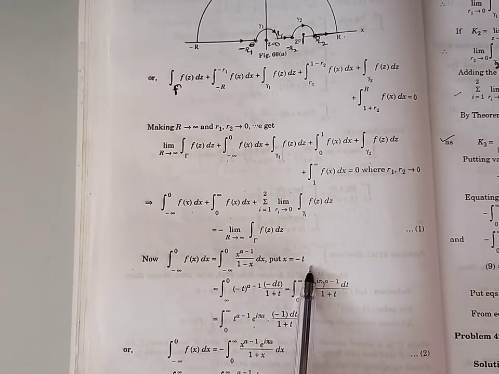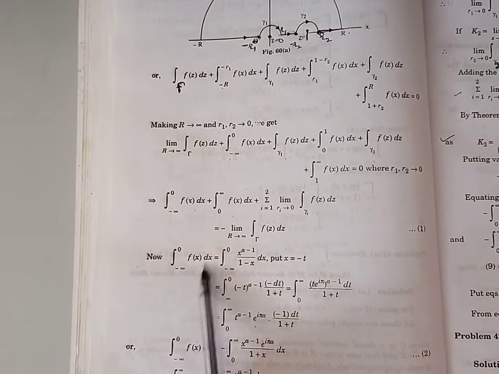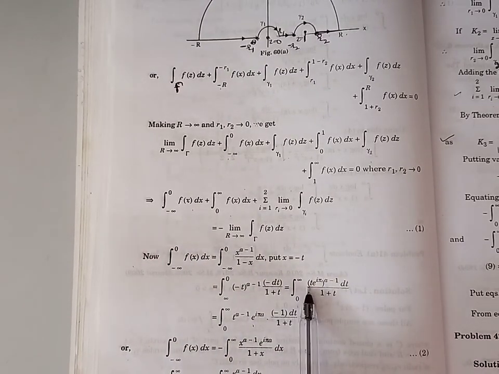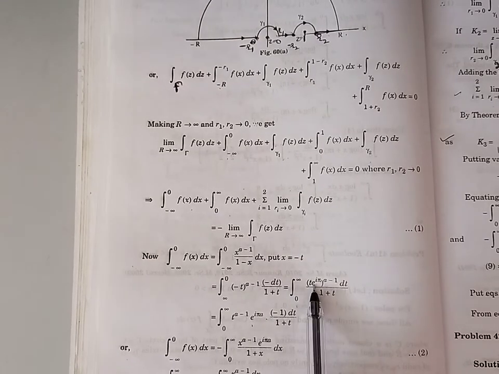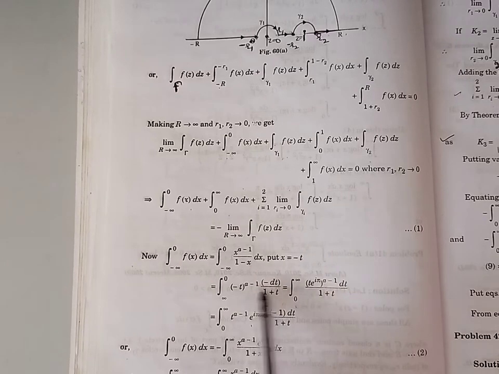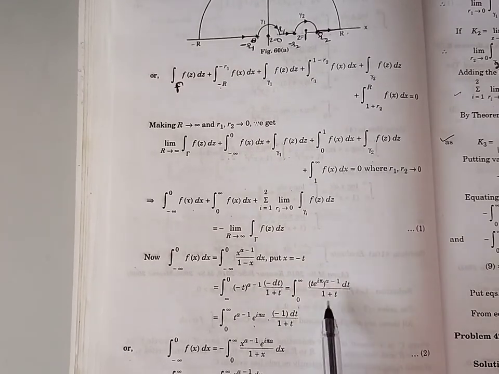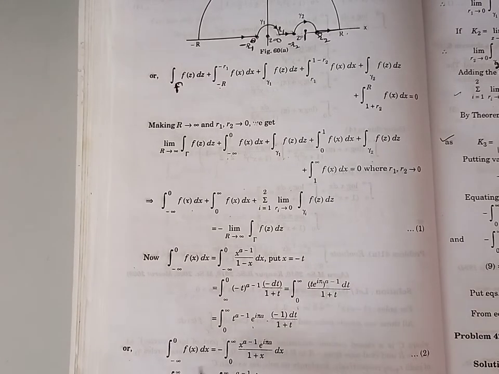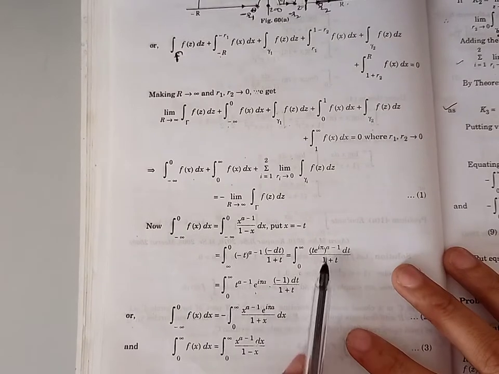dx will become minus dt. So this integral takes the form integral 0 to infinity of t raised to the power a minus 1, where minus 1 can be written as e raised to the power iota pi, and this whole is raised to the power a minus 1. In the denominator we have 1 plus t.